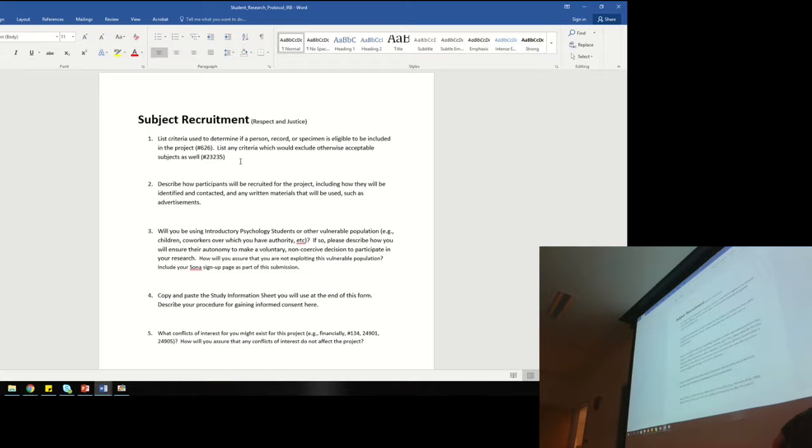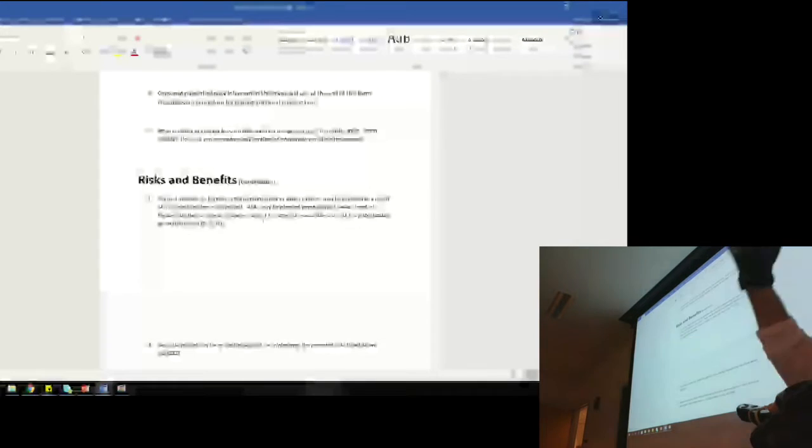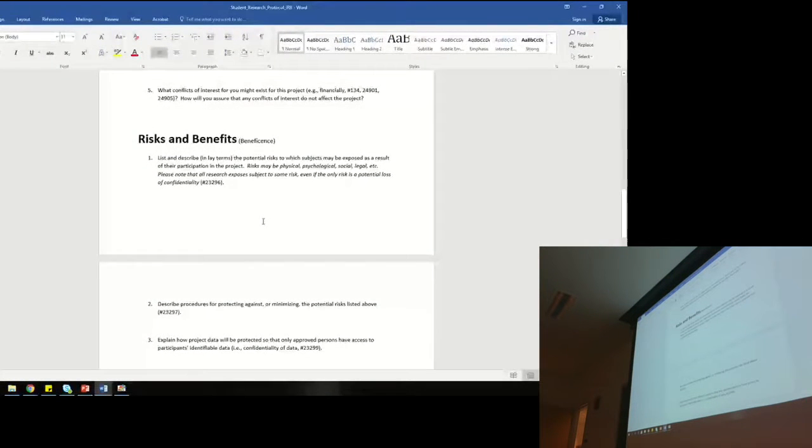Unless you are making financial money off of this project, so unless you have a stake in Qualtrics, right, a financial investment, this is going to be none, typically. If you do have any financial investments, let me know how you got those, please. And then risks and benefits, we'll talk about those as well.